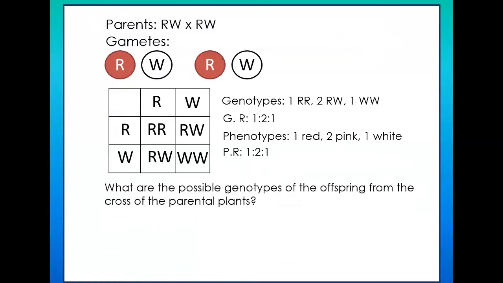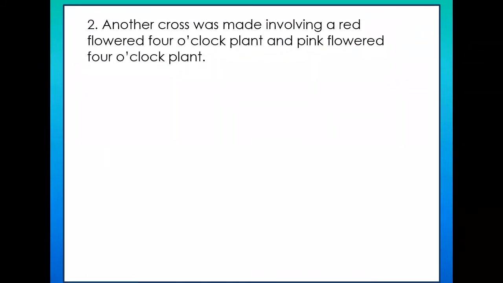Now, for the last question for this number: what are the possible genotypes of the offspring from the cross of the parental plants? We have homozygous red, we have heterozygous pink, and homozygous white. That's how we read genotypes. Now let's have problem number 2.